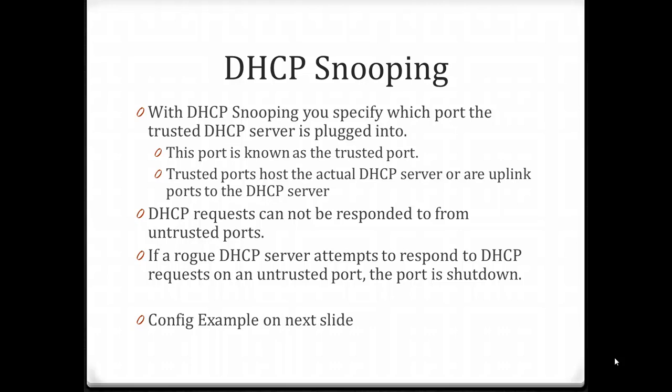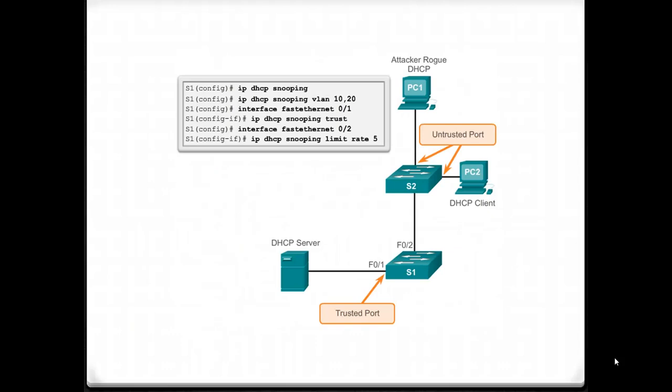So in the case of DHCP snooping, if a rogue or fake DHCP server gets plugged into the network, it would be plugged into an untrusted port, the port would be shut down, and no DHCP requests could be answered from that port. Here's an example on how to set up the DHCP snooping.